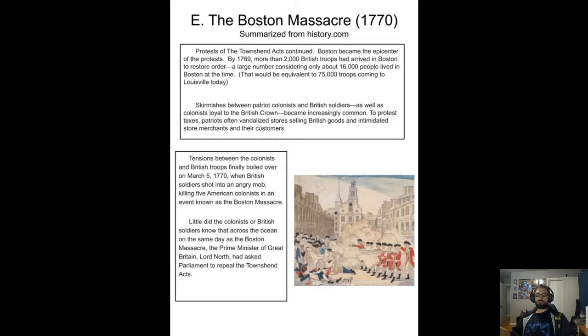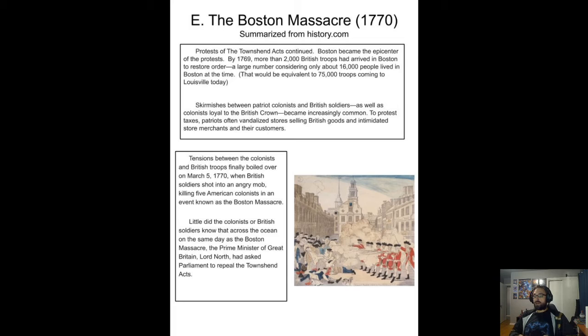So the Townshend Acts are still going on. The colonists in Massachusetts are not happy about it, and they are protesting. In some ways that they're protesting, besides boycotting the goods, they're also vandalizing stores that are selling British goods, and they're intimidating the store merchants and the customers, scaring people away from the stores, scaring people from coming to work in the first place. So these are just some of the things that they were doing to protest.